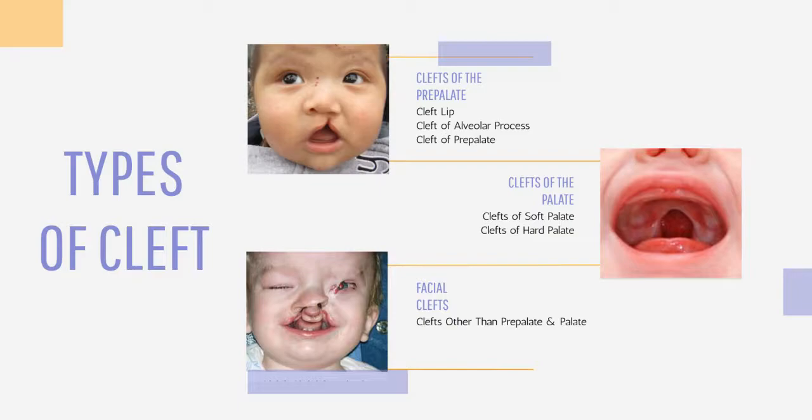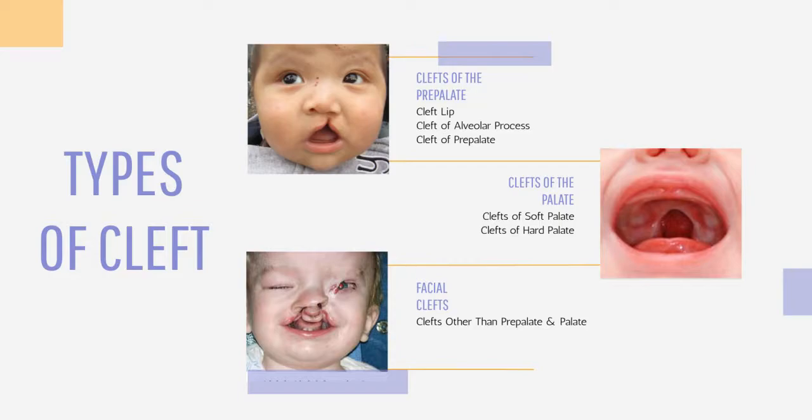And that's clefts of the prepalate. So there's three different types of prepalatal clefts. There's cleft lip, cleft of the alveolar process, and cleft of the prepalate. When you move to the picture on the right side of the screen, the middle one, there are two classifications of clefts of the palate. And if you see there inside the child's mouth, that's more what we're referring to in palatal cleft. So that's a cleft of the soft palate or a cleft of the hard palate.